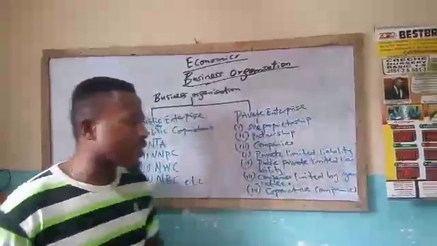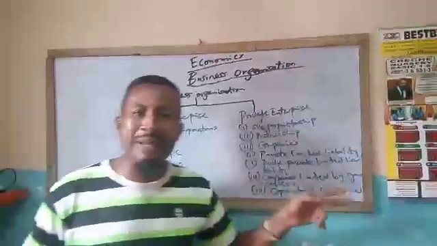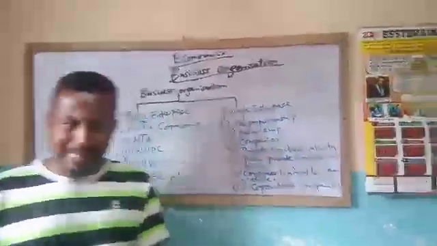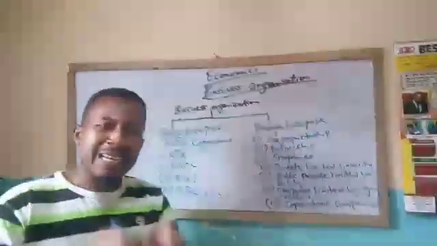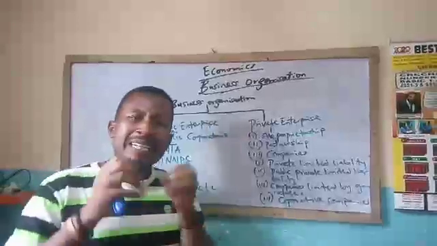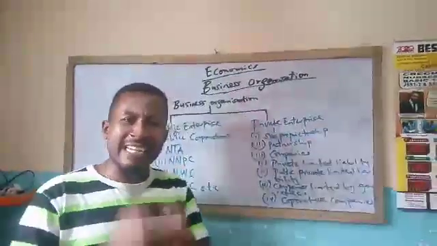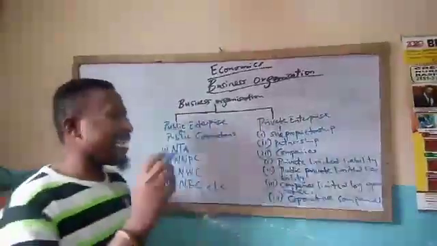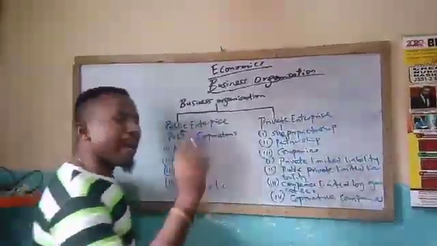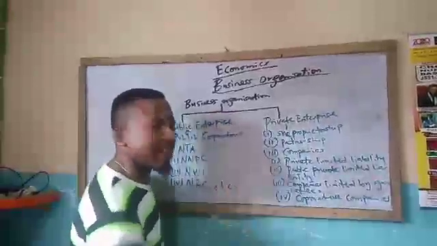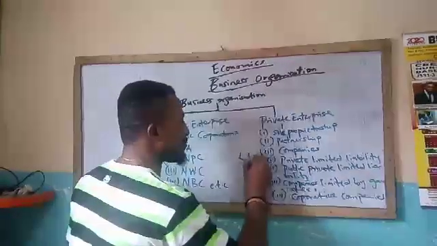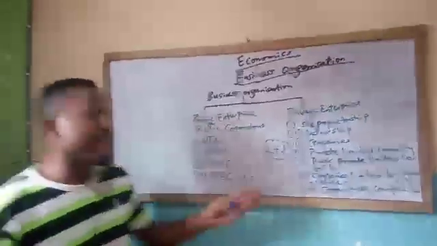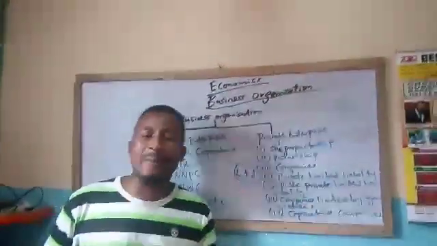The first one is what? Private limited liability company. Private limited liability companies are those companies whose securities are not listed in the stock exchange. They are smaller companies that normally have this particular symbol at the end of the name of their company, LTD. Any company you see LTD at the end of is a private limited liability company.